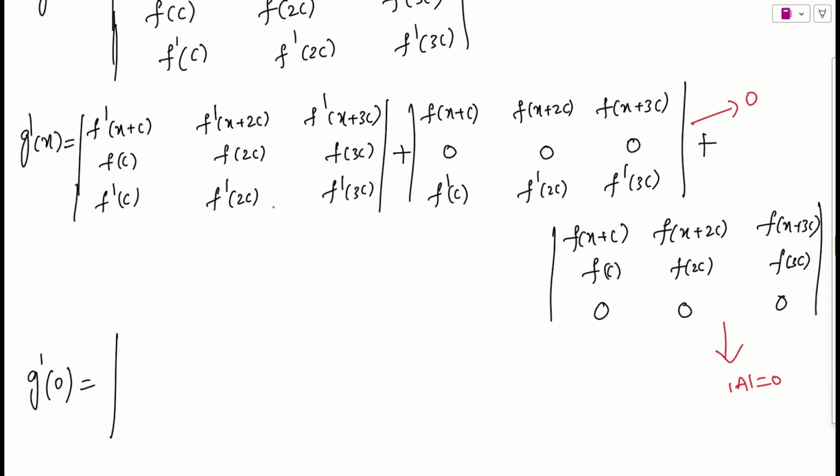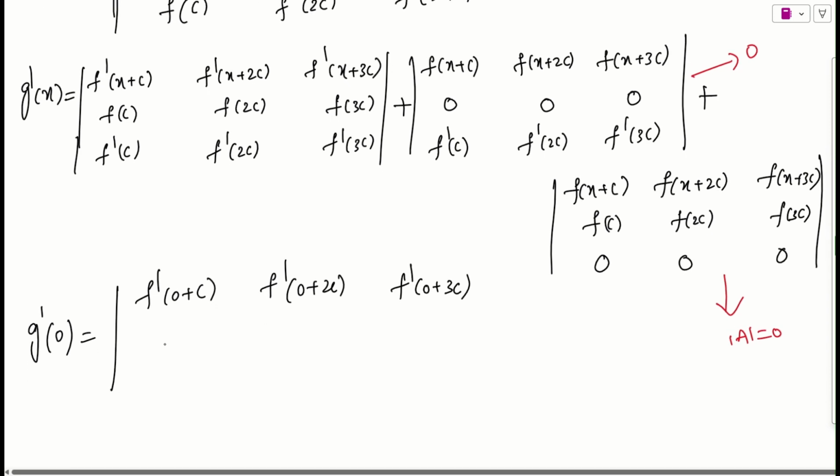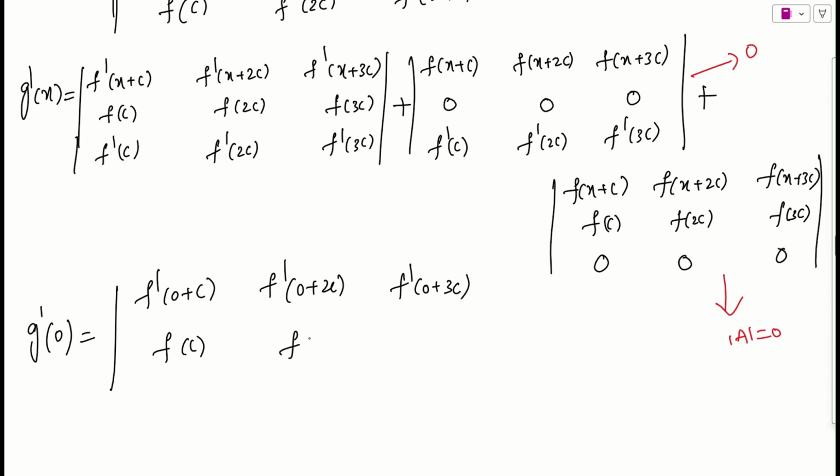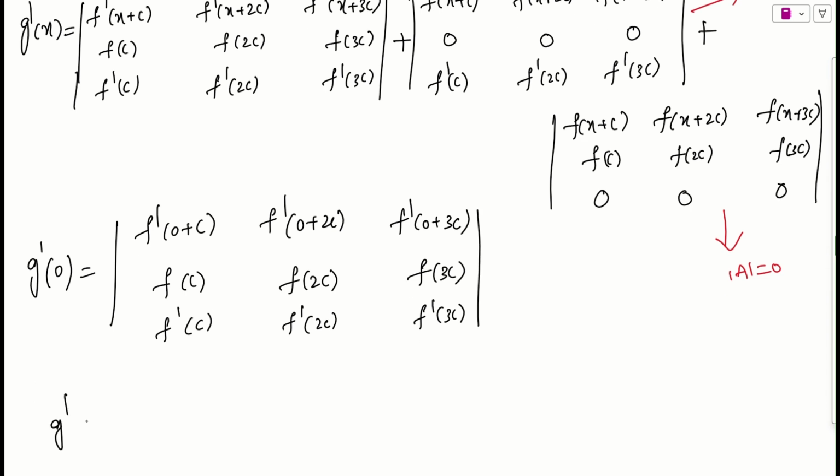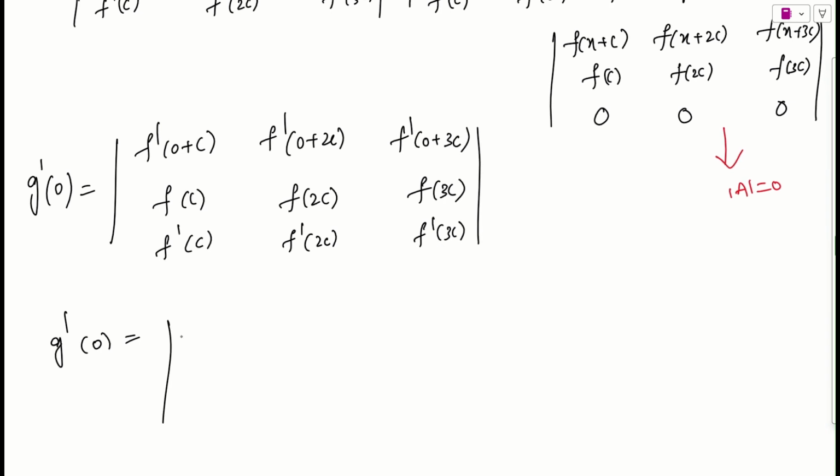So what should we do? Only first determinant will be left. Wherever x is there, take 0. Means f of 0 plus c, f dash of 0 plus 2c, and it will be f dash of 0 plus 3c. What is the second row? That will be f of c, that will be f of 2c, and that will be f of 3c. And what is the third row? F dash of c, and f dash of 2c, and f dash of 3c. Is it okay? Yes. So from this what I can say? I can say that g dash of 0 will be what? 0 plus c will be what? Same again, f dash of c. This is f dash of 2c, and this will be f dash of 3c.